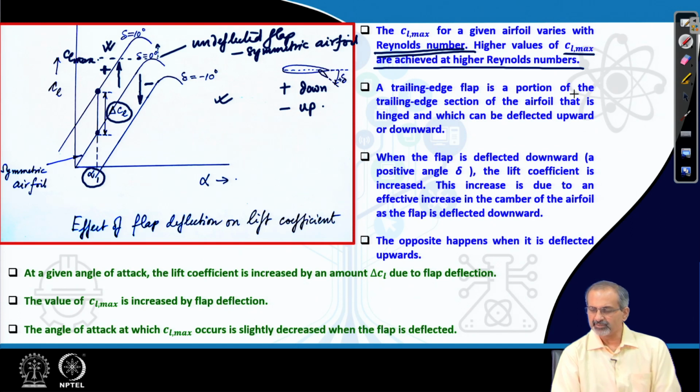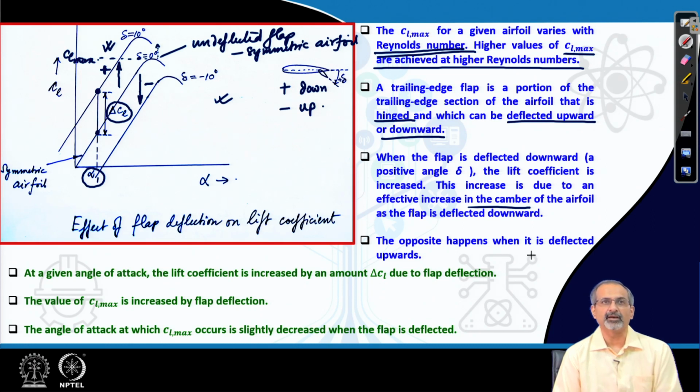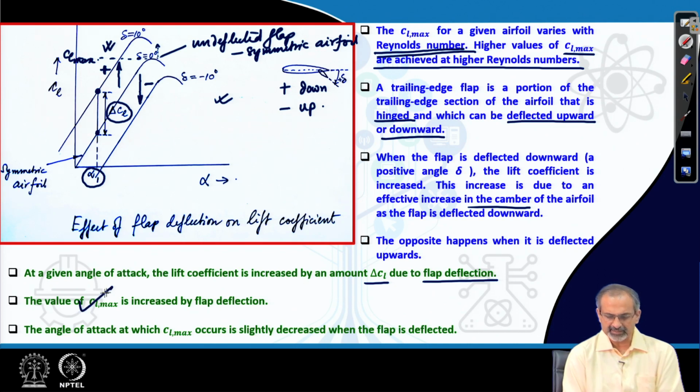The trailing edge flap is a portion of the trailing edge section of the airfoil that is hinged and can be deflected upward or downward. When the flap is deflected downward, that means it is a positive angle, the lift coefficient is increased, and it is due to the effective increase in the camber of the airfoil. Opposite happens when it is deflected upward. At a given angle of attack, the lift coefficient is increased by delta CL amount by the flap deflection. The value of CL max is increased by flap deflection. So, you see there is an increase in CL max.